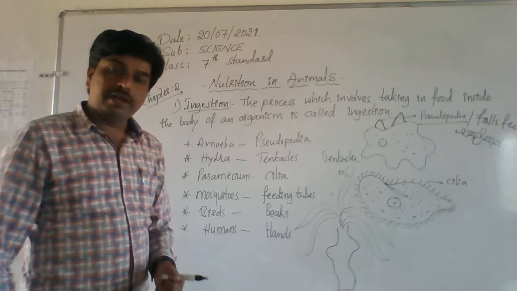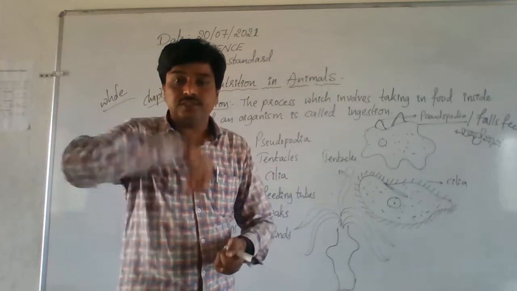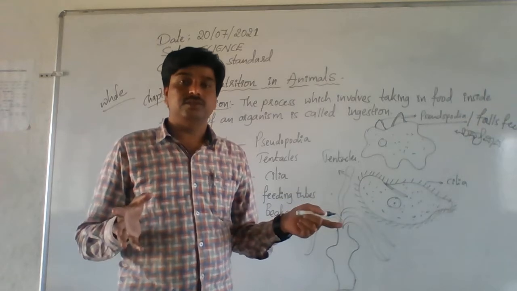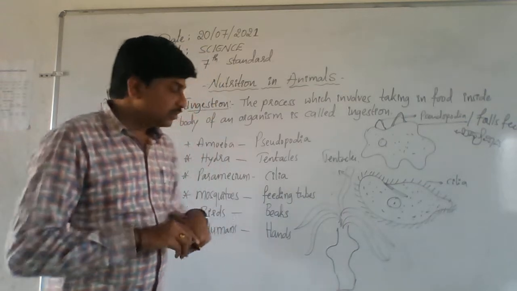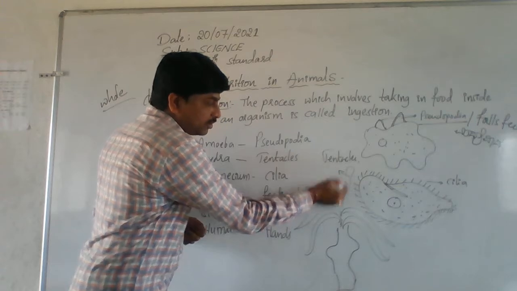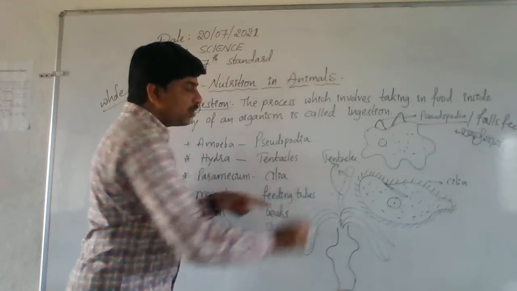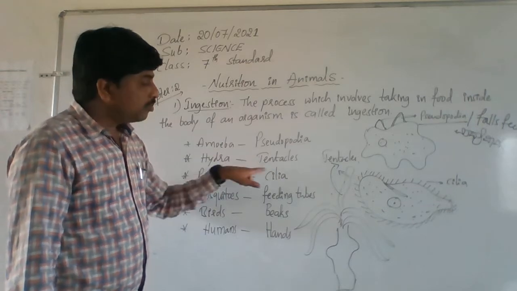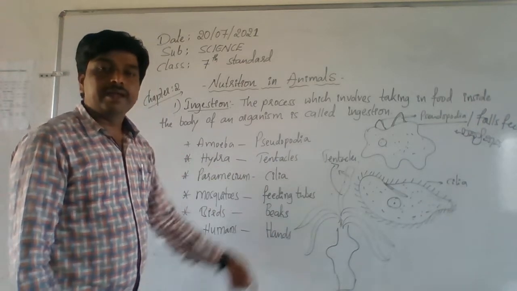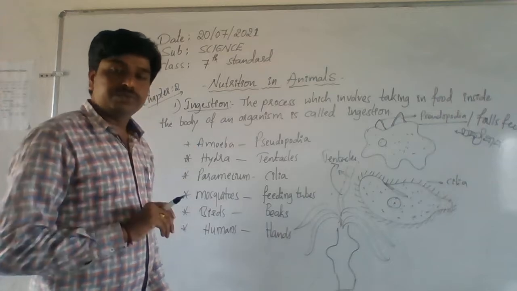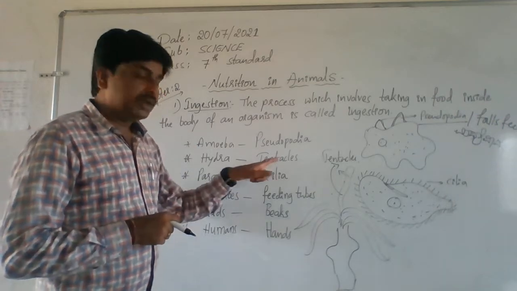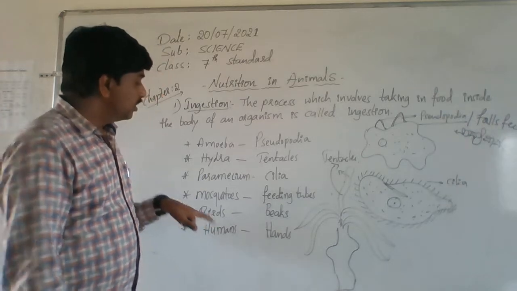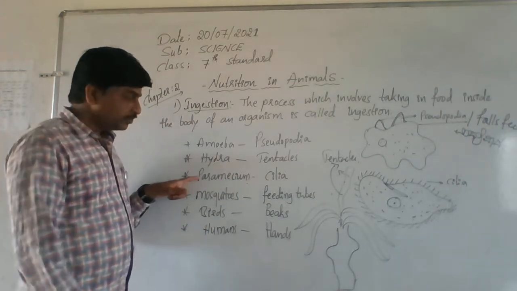Hydra also uses special structures to catch food. These structures are called what? Tentacles. What are tentacles? By using these tentacles, hydra intakes the food. Understand? Let's come to the case of paramecium.